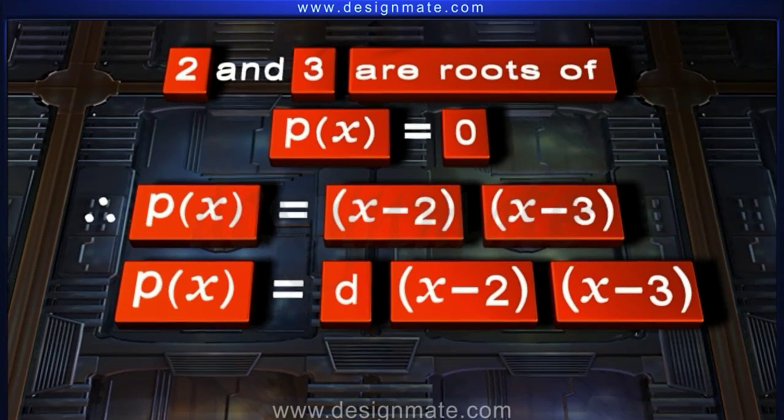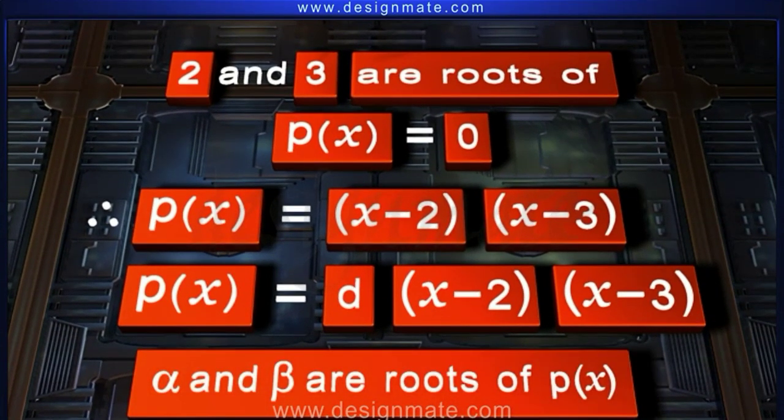Thus, in general, if alpha and beta are the zeros of a quadratic polynomial p(x), then p(x) = d(x - alpha)(x - beta).